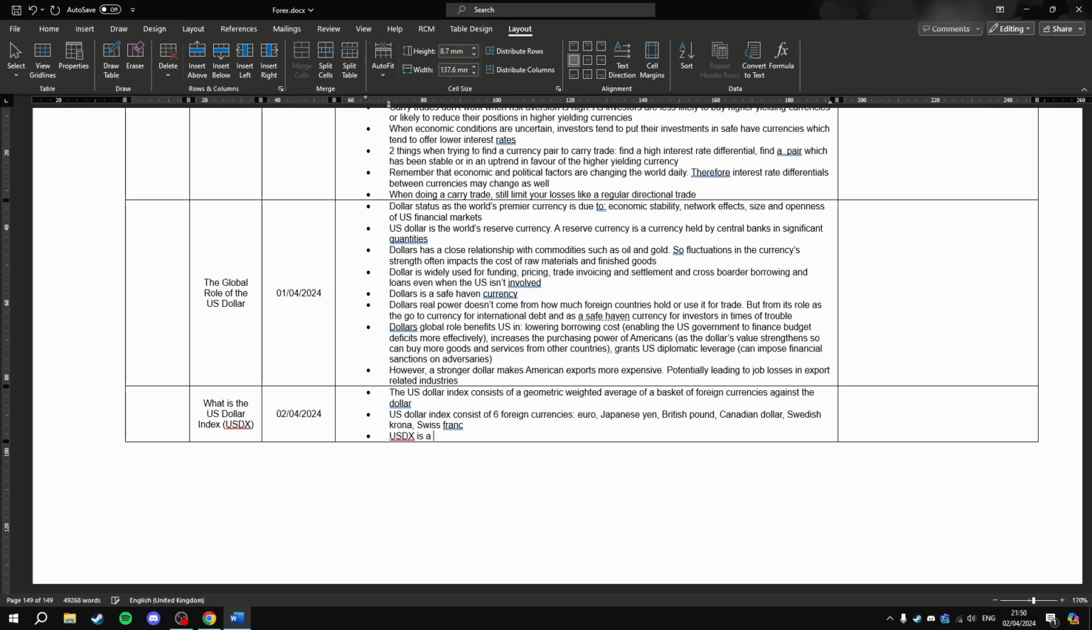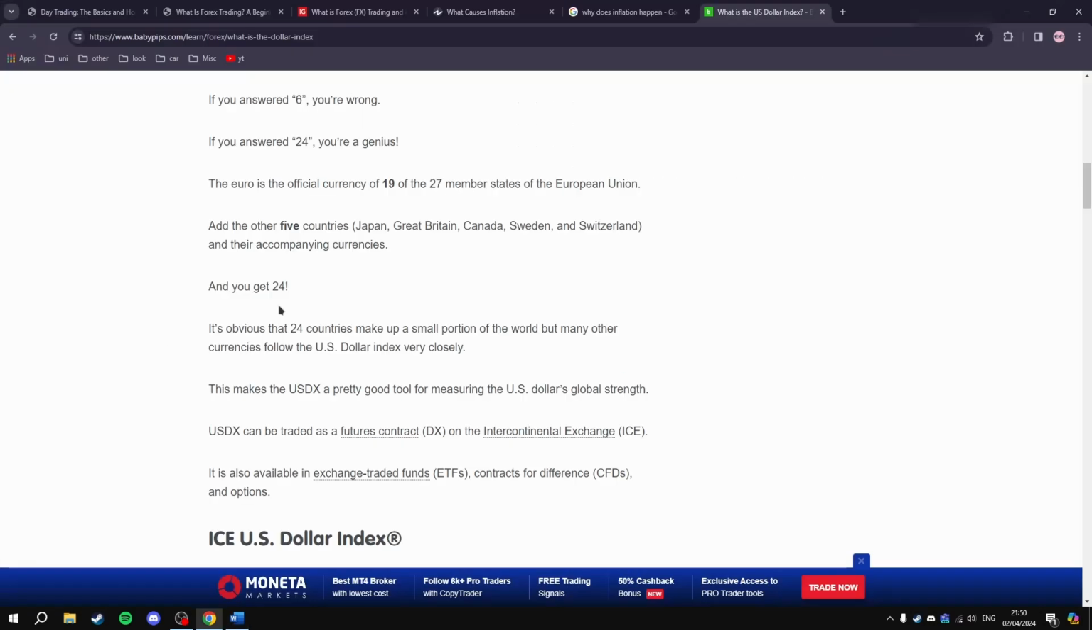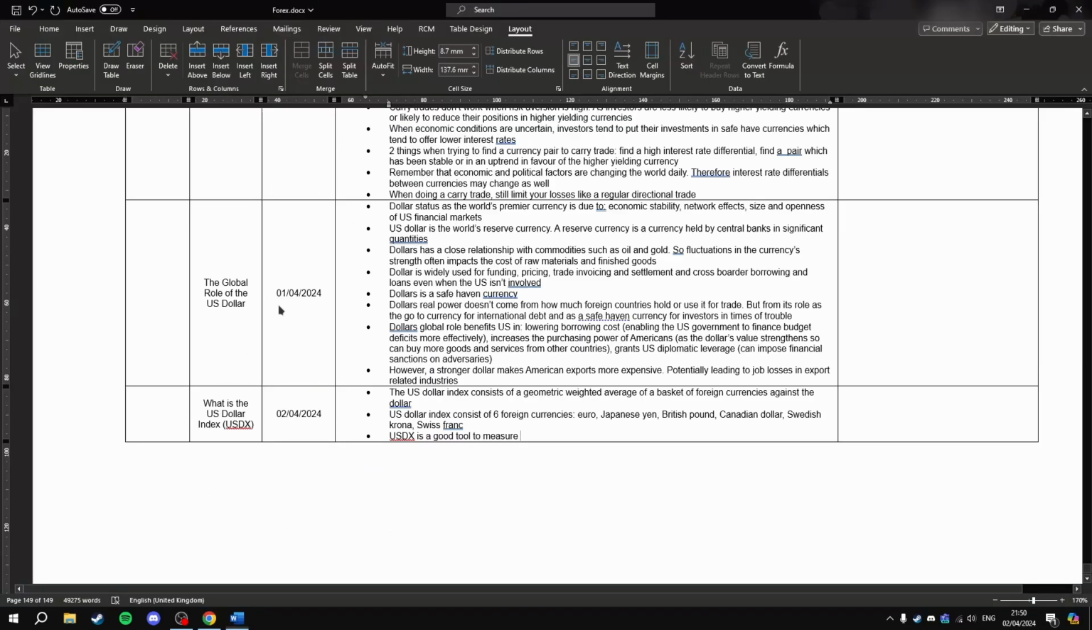USDX is a good tool to measure the US dollar's global strength.